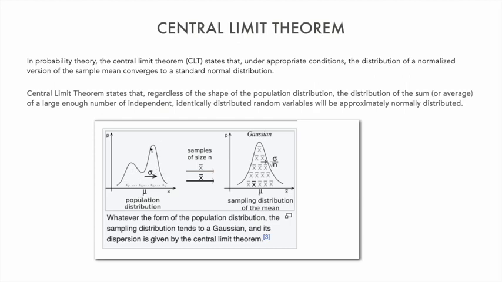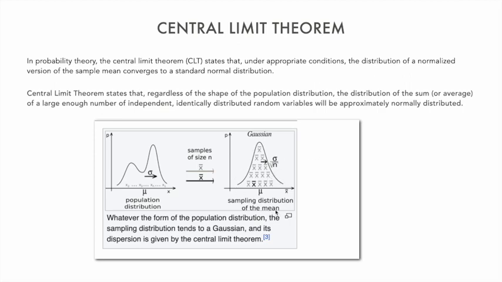So regardless of the shape of the population distribution, the distribution of the sum or average of a large enough number of independent identically distributed random variables, that's why it's mentioned as x bar everywhere, will be approximately normally distributed. So, the sampling distribution of the mean.